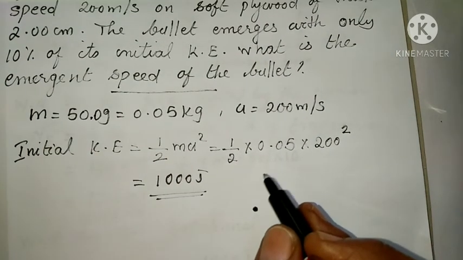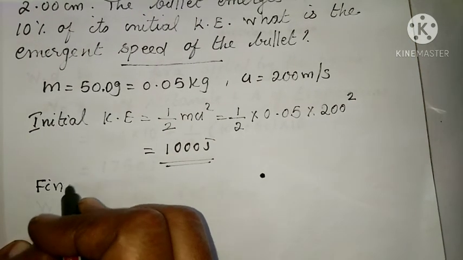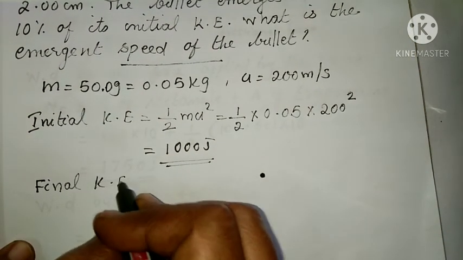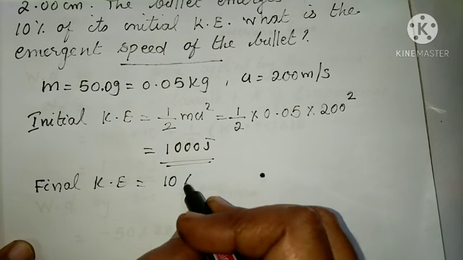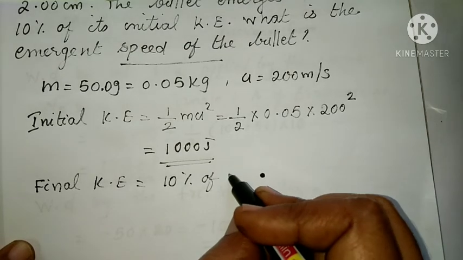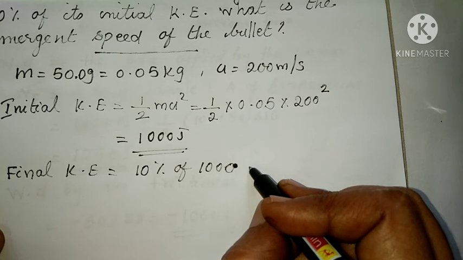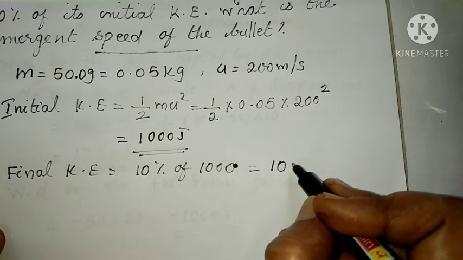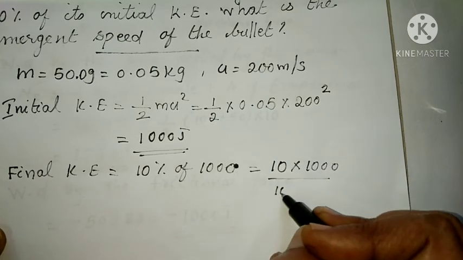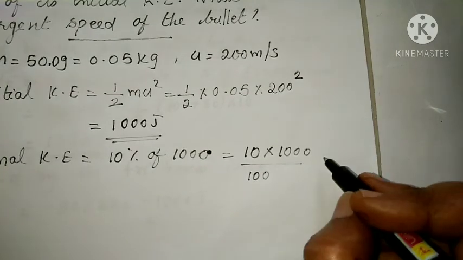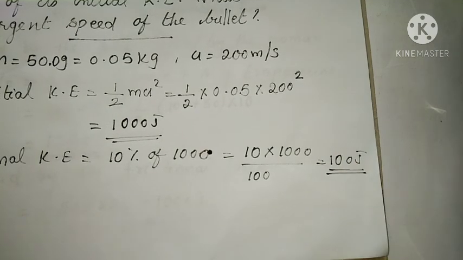Then if you want to find out the emergent speed of the bullet, you want to find out the final kinetic energy. So we can write final kinetic energy equal to 10% of initial kinetic energy. What is the initial kinetic energy? 1000. So that is equal to 10 by 100 into 1000, that is equal to 100 joule. Clear? This is the final kinetic energy.